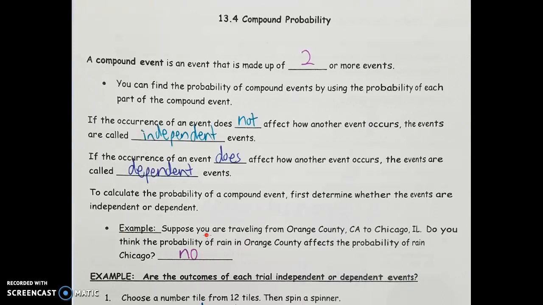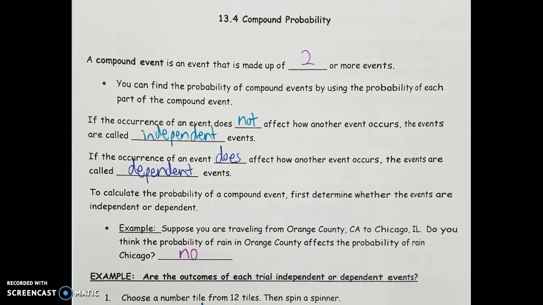So a quick example, if we're traveling from Orange County, California to Chicago, we have to ask if the probability of rain in Orange County will affect the probability of rain in Chicago. The answer to that would be no. They're so far apart that if it's raining in one city, it's not really going to affect the rain in the other city. So since they don't affect each other, that would be an example of events that are independent.